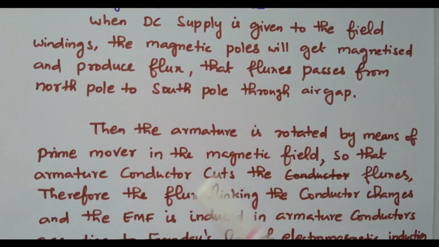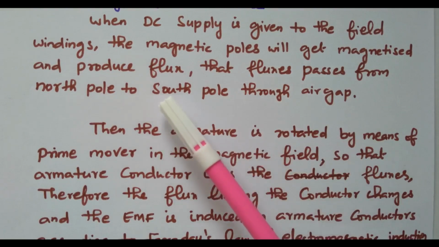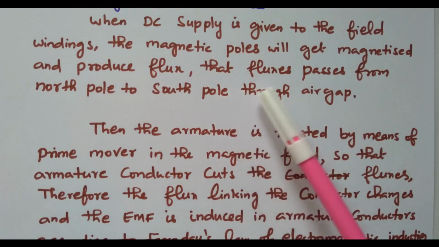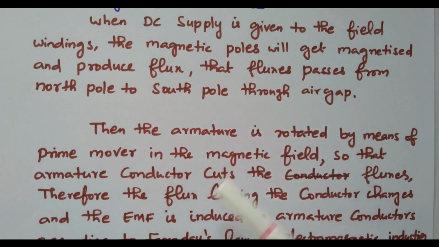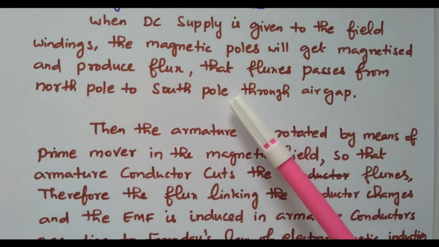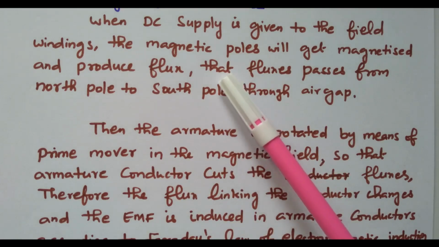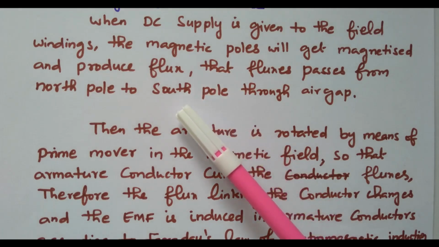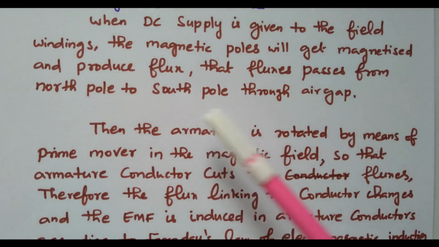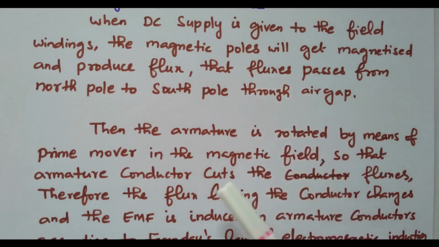When DC supply is given to the field winding, the magnetic poles will get magnetized and produce the flux. That flux passes from the north pole to the south pole through the air gap. So the first step, we are giving the DC supply excitation to the field winding, so that these magnetic poles are magnetized and produce the flux that passes through the air gap. So the stationary part, the field windings, are magnetized.